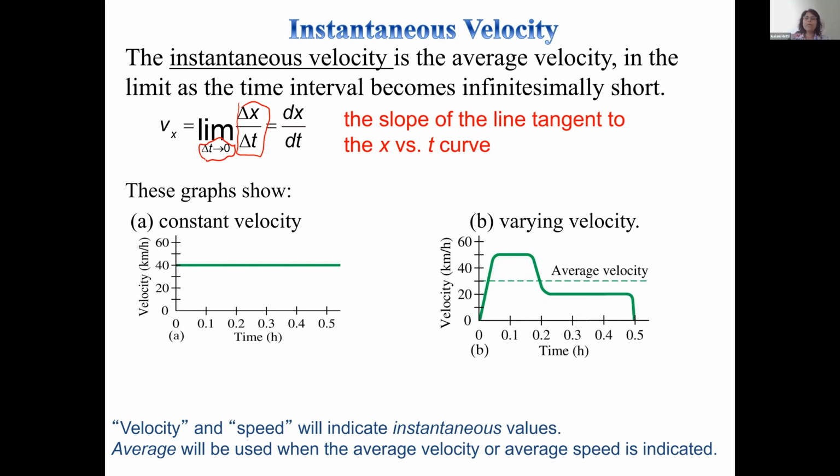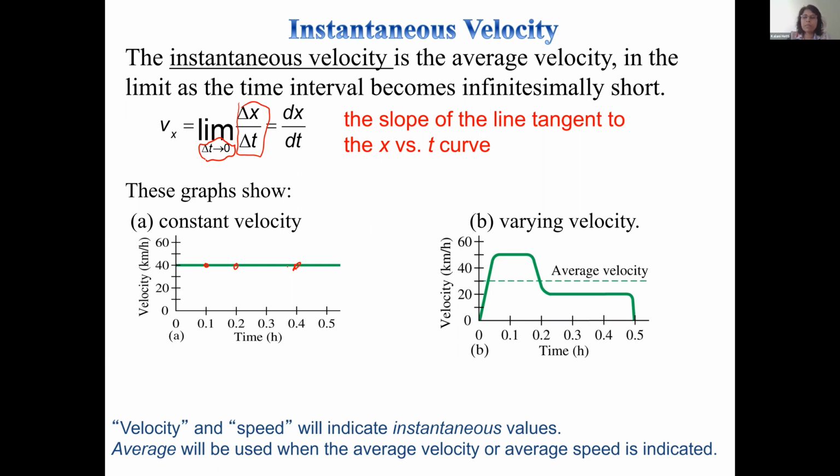Okay. So now, to understand average velocity and instantaneous velocity, I have two plots in here. In the first plot, I have constant velocity. That means the instantaneous velocity here is 40. The instantaneous velocity at 0.2 hours is still 40. After 0.4 hours it is still 40. That means the instantaneous velocity stays constant throughout this process, and that will be your average velocity. So in my left plot, when velocity is constant, average velocity is equal to instantaneous velocity.